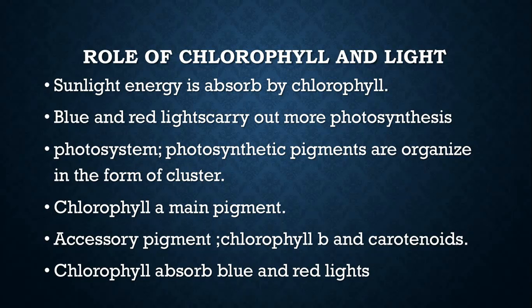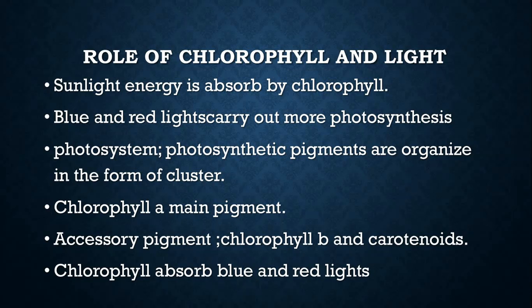Photosystem. What is a photosystem? Photosystems are photosynthetic pigments which help to make food for the plant, organized in the form of clusters. The main pigment of chlorophyll is chlorophyll A. It is the main pigment which helps to absorb light and helps the plant make its own food.